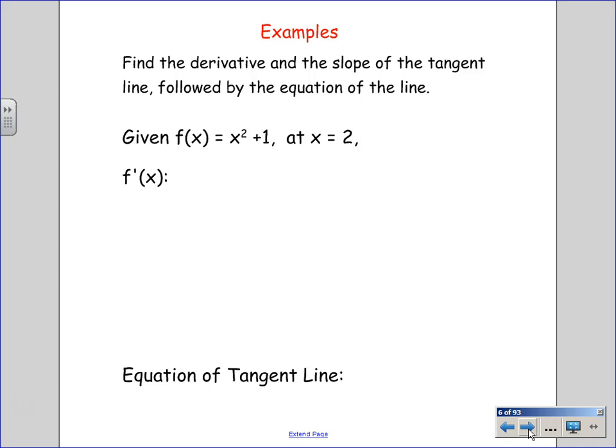Then they say find the slope of the tangent line. Which slope of the tangent line? Oh, at 2, of course. Oh, okay. And then it says make an equation of the tangent line.